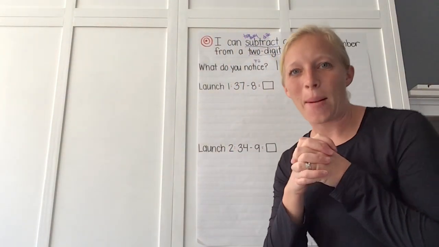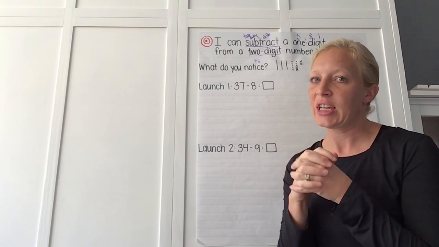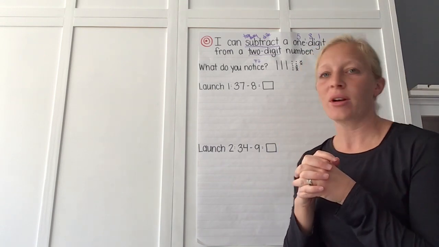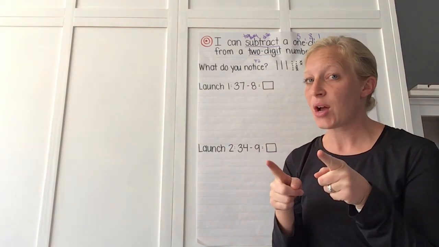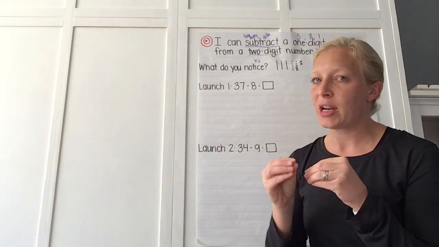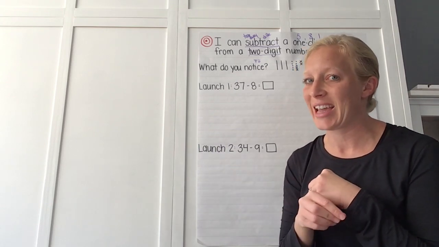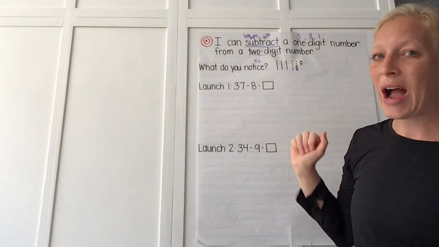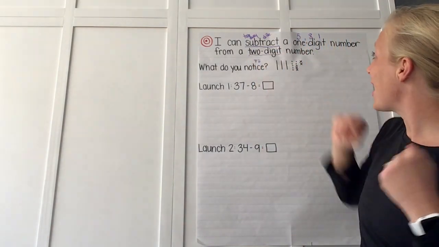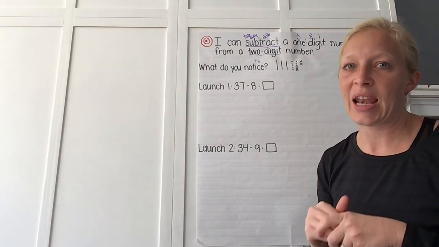Hi, second grade. We are back subtracting some more today, and we started looking ahead at our learning target. As we look at our learning target today, we're going to read it out loud, and then we're going to break it up a little bit and review some of those little pieces so we have a better idea of what that's going to look like today, different than what it was yesterday. I can subtract a one-digit number from a two-digit number.